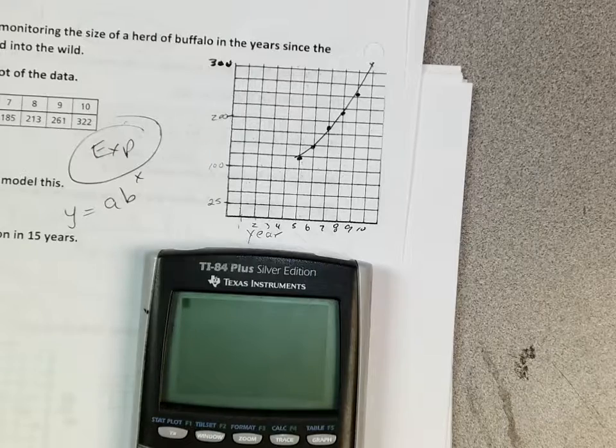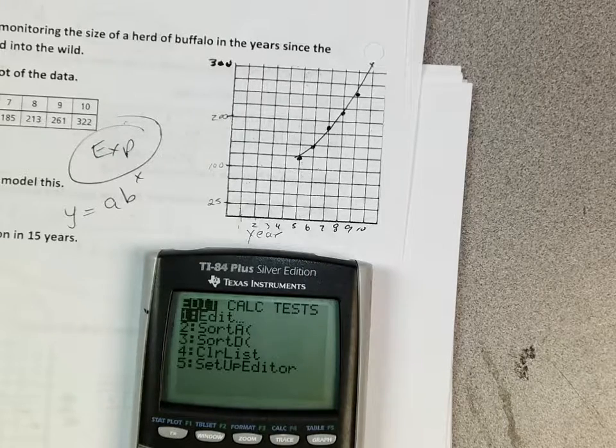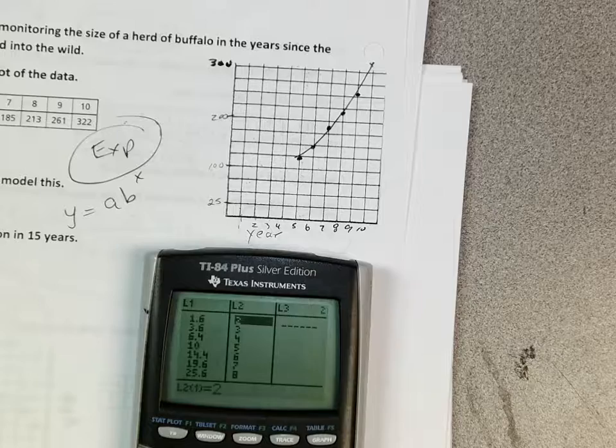So, go into stat. Got to put new data in, so let's edit that. Clear out my old list. Clear.